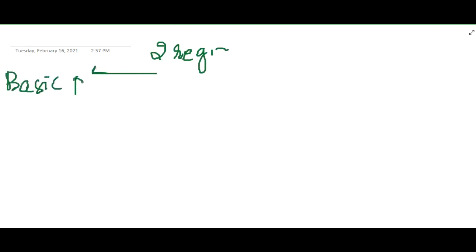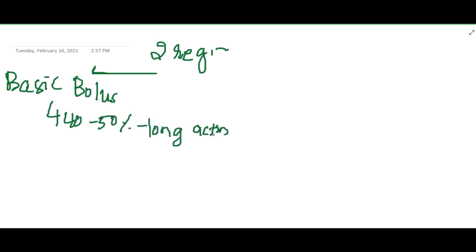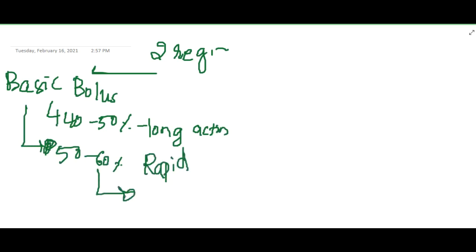Then we have two regimens for giving insulin. One is the basal bolus regimen. In the basal bolus regimen, we give 40 to 50% as long acting insulin in one dose, and along with it we give 50 to 60% as rapid acting insulin. This rapid acting insulin is given in 2 to 3 divided doses. That is one of the regimens.